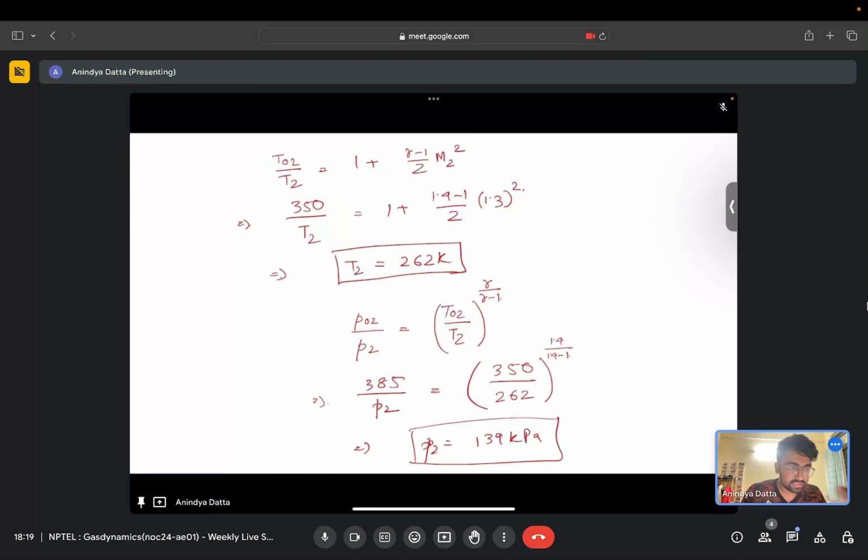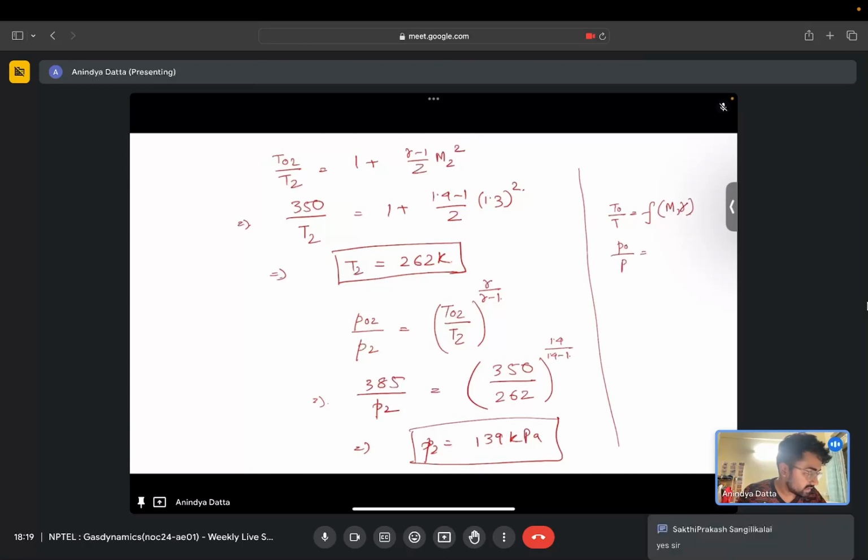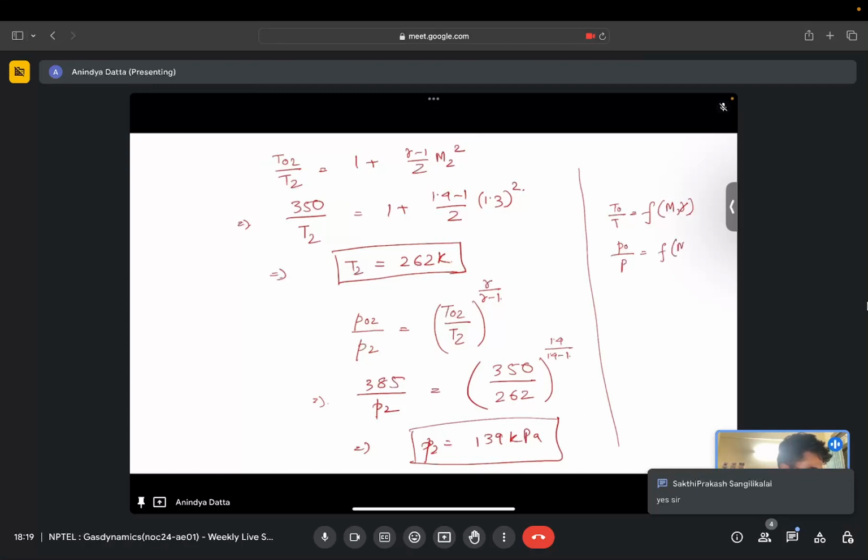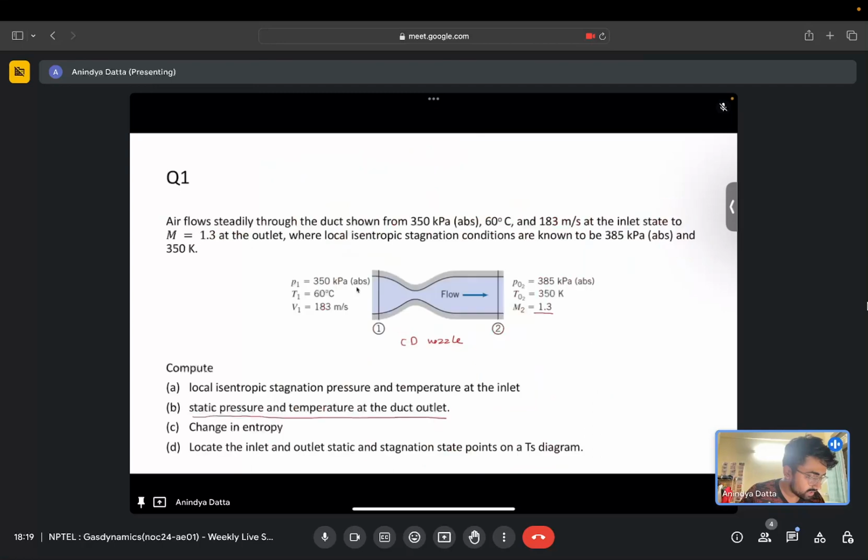So these first two parts are simple applications of the concept and formulas for computing stagnation properties given static properties, and computing static properties given stagnation properties. I just want to note that these ratios are a function of Mach number and gamma. The ratio of stagnation to static values is a function of Mach number and gamma. Since for air gamma is constant at 1.4, the ratio becomes just a function of Mach number. Okay, next we'll look at the next question.